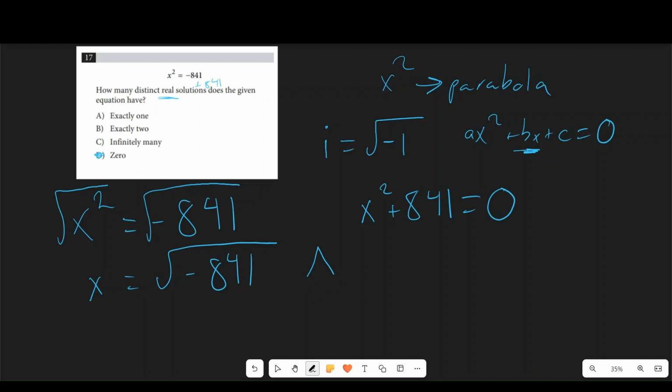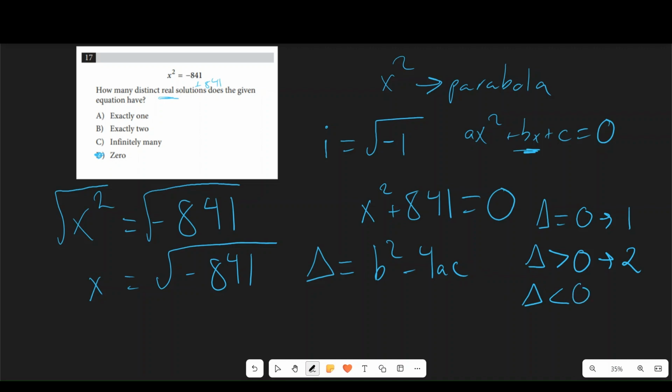Now, this is a bit of an advanced concept, right? But the discriminant, when you have a given parabola or quadratic equation, is basically represented by b squared minus 4ac, right? So there are some rules for the discriminant. If the discriminant is equal to 0, that means there is one solution. If the discriminant is greater than 0, that means there are two distinct solutions. And if the discriminant is less than 0, that means there are 0 solutions for the parabola.